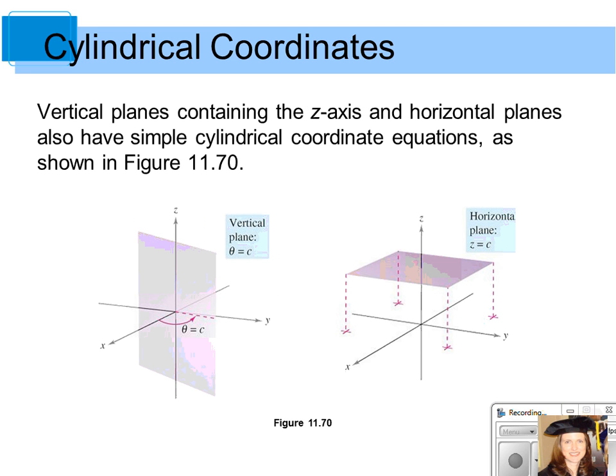Vertical planes containing the z-axis and horizontal planes also have some simple cylindrical coordinate equations. Here we have this vertical plane that goes right through the z-axis. It can be expressed simply as an angle. The angle that it makes from the positive x-axis in the direction of the y-axis is theta equal to a constant. A horizontal plane in cylindrical coordinates can be represented by z equal to c, some constant.